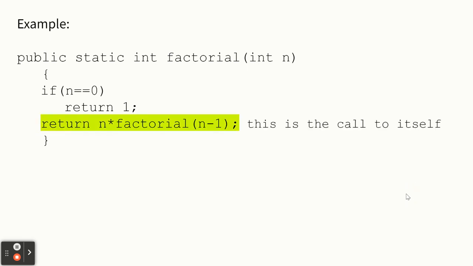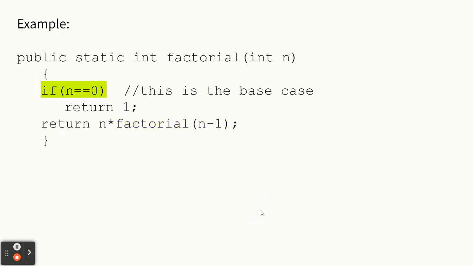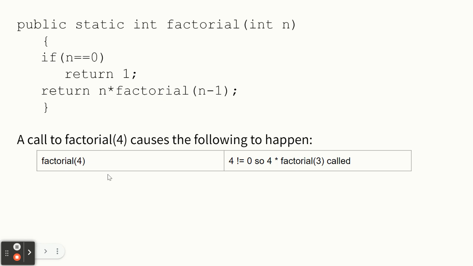So the base case here, well, this is the call to itself. Return the number times the same method, but with a smaller number. And the call to itself has to be different in some way, otherwise it would go on forever. And then this is, we call the base case. The base case, hey, if it's 0, then we just return 1. And I'm going to walk you through it.